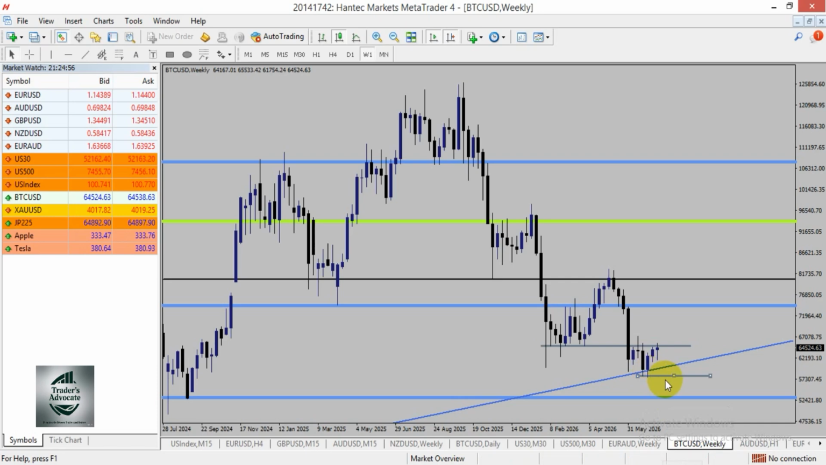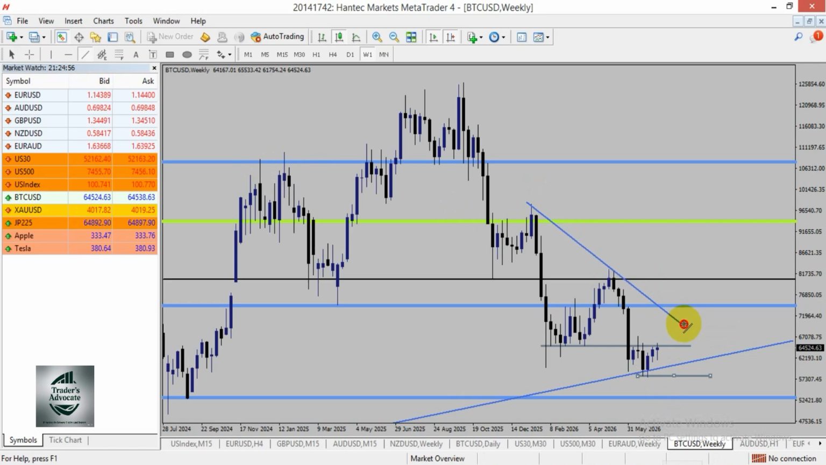So if price takes out here, I'll be selling all the way here. If price breaks above here, I'll be buying all the way to $34,000 per coin. So that's it for BTC. Also, I think this trend line is also here. We have this trend line.